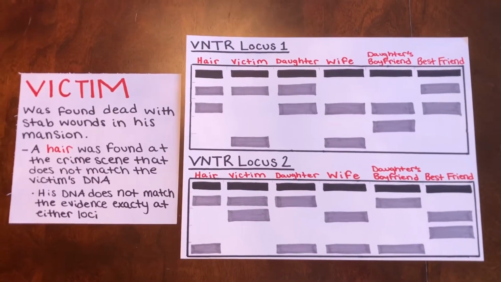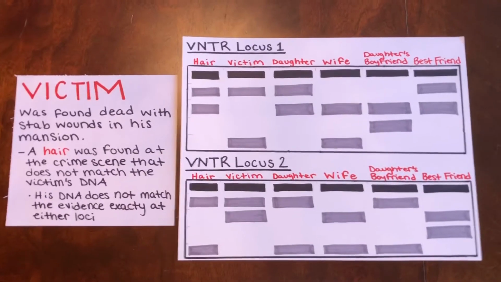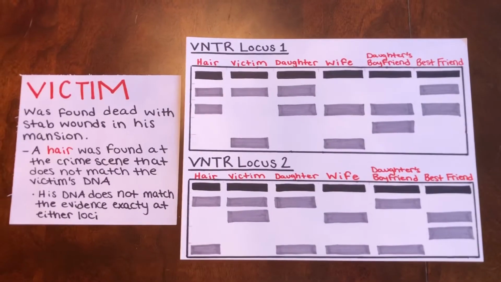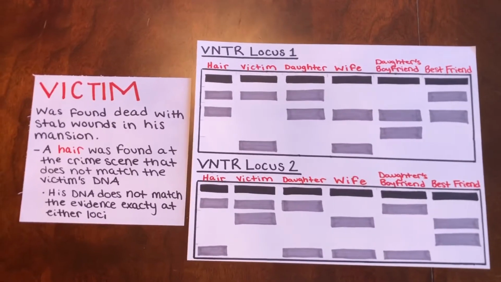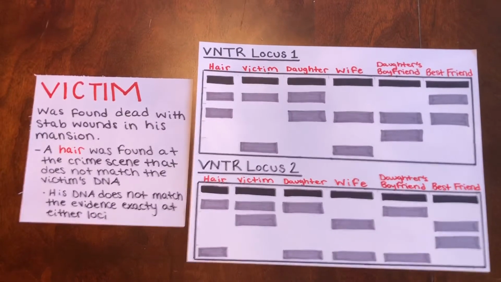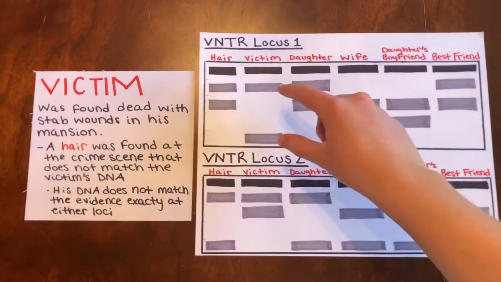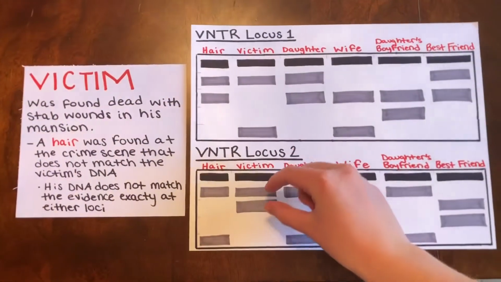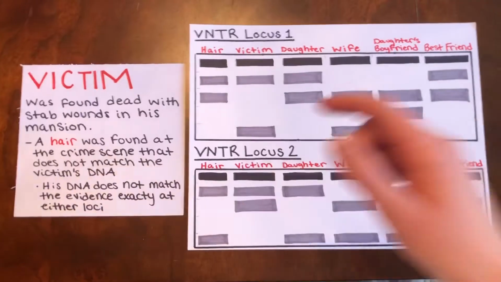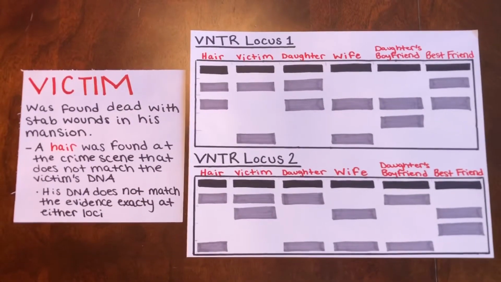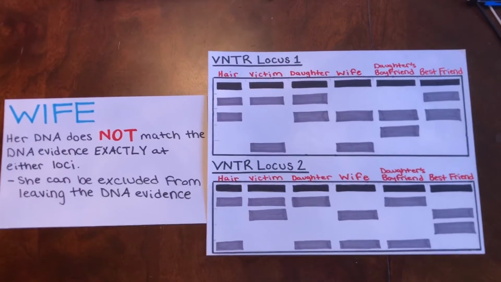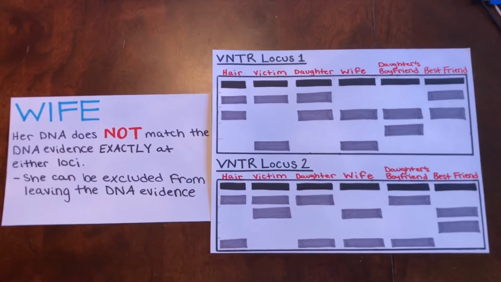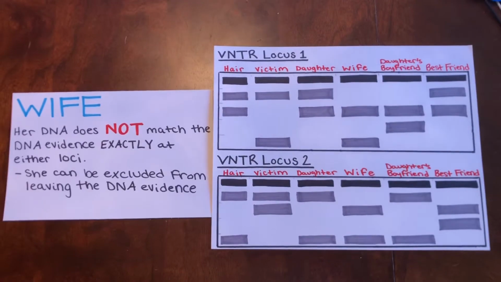We know that the hair did not belong to the victim because the DNA does not match the evidence exactly at either loci. As you can see, the marks on the gels are not in the same locations, indicating that they have different alleles at different lengths. The hair belongs to someone else. Now let's look at the wife. Similarly, her DNA does not match at either of the loci either. She can also be excluded from leaving the evidence.